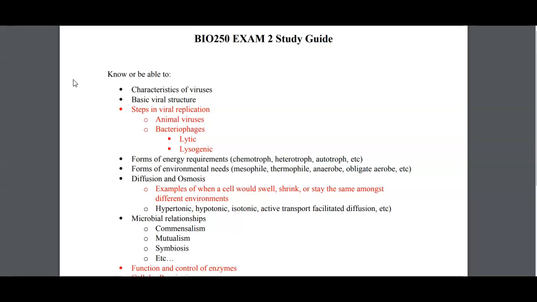The next two bullets are pretty straightforward. I mean, you just need to know what those are. Not to say straight up memorizing, but you need to know what a mesophile is and a thermophile, and examples of them.